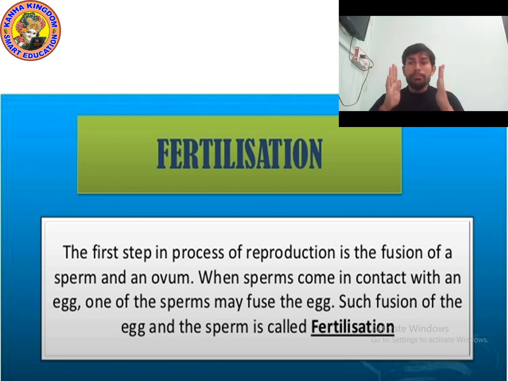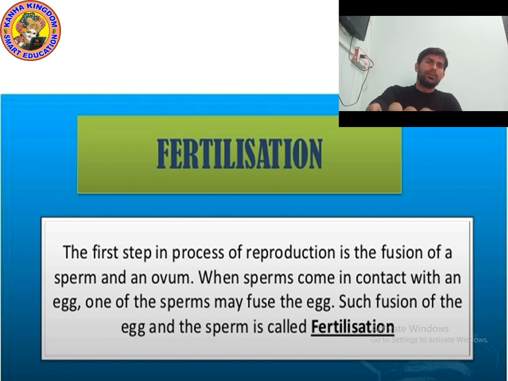The male cell means sperm, and the female cell means ovum. Sperm and ovum fuse with each other, which means they combine. When a sperm comes in contact with an egg, then because of their contact, one sperm fuses with one egg. Such fusion of egg and sperm is known as fertilization.